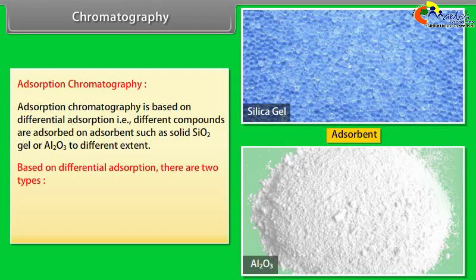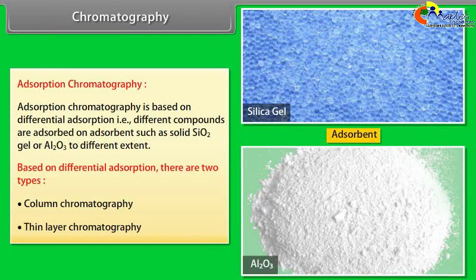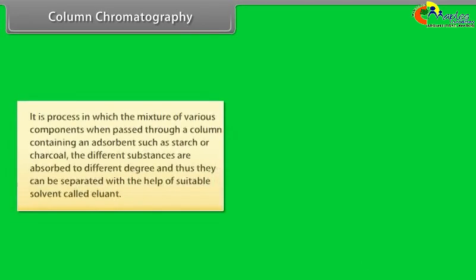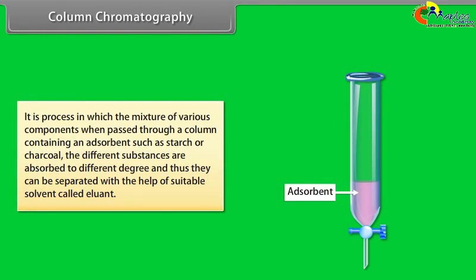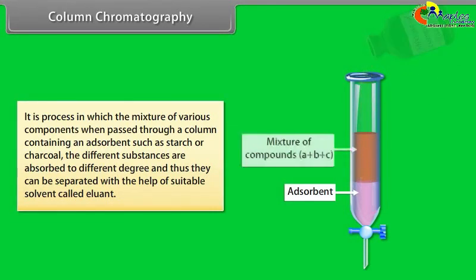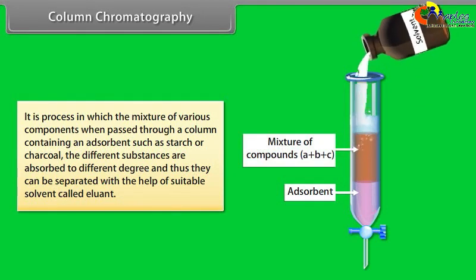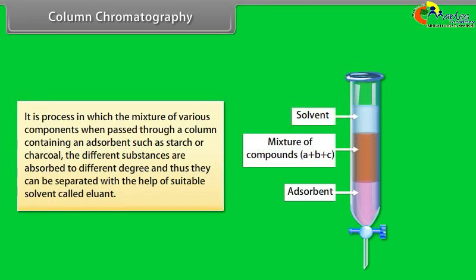Based on differential adsorption, there are two types: column chromatography and thin layer chromatography. Column chromatography is the process in which a mixture of various components is passed through a column containing an adsorbent such as starch or charcoal. The different substances are adsorbed to different degrees and thus can be separated with the help of a suitable solvent called eluent.